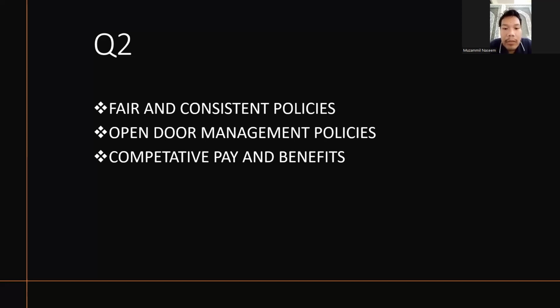And the last one is competitive pay and benefits. If the employer can give competitive pay and benefits, it will also discourage employees from joining the trade unions, because one of the reasons employees join the trade unions is that they want to fight for their pay and benefits, such as salary increments and statutory benefits. Moving on to the next question.